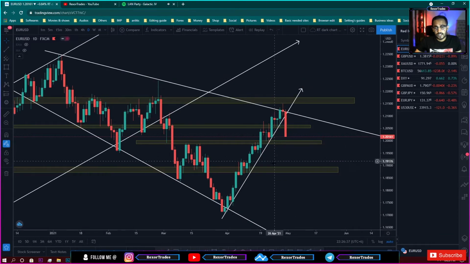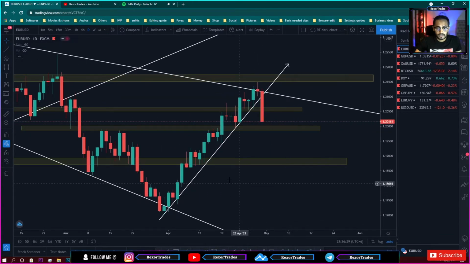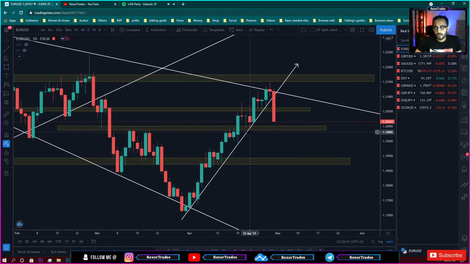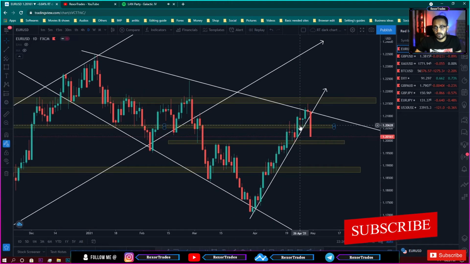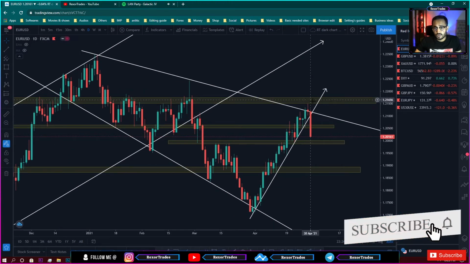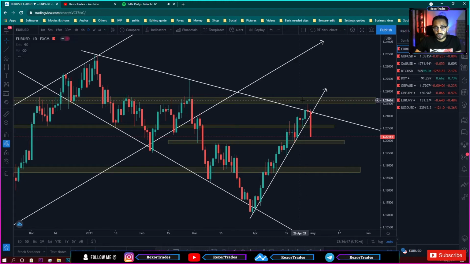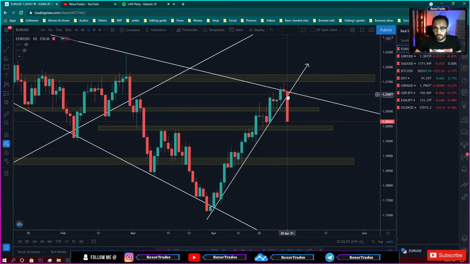So as you can see, as we talked about in the last week's market analysis, Euro US dollar has been following this uptrend for quite some time right now, and we were talking about how Euro US dollar might be retesting this trend line, this zone, and then break out of this trend line with some huge bearish momentum. And that's what Euro US dollar did. It broke out of this trend line.